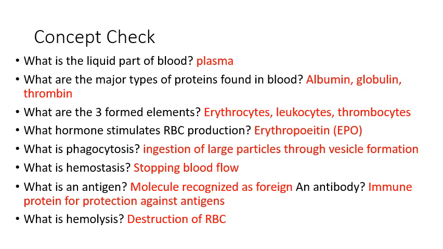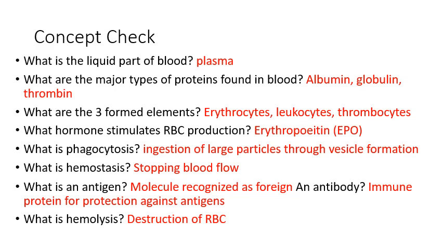Right, so here's your answer. The liquid part of blood is called plasma. The major types of proteins found in the blood are albumins, globulins, and thrombins. So albumin is good for transport, the globulin good for transport and immune function, and then the thrombin for clotting. What are the 3 formed elements? Those are erythrocytes, leukocytes, and thrombocytes. The hormone that stimulates the production of red blood cells is erythropoietin, and again, that's made by the kidneys in response to low oxygen content.